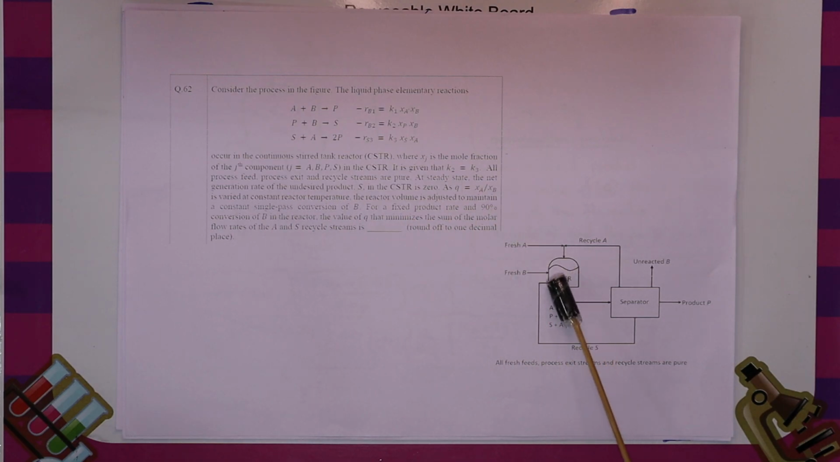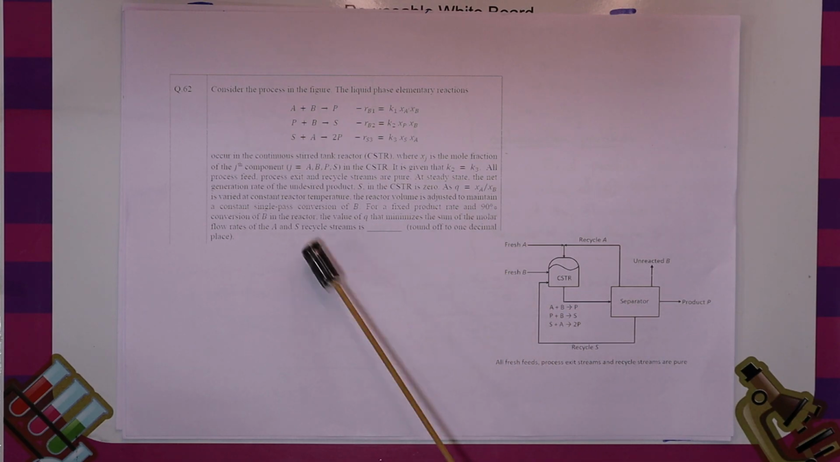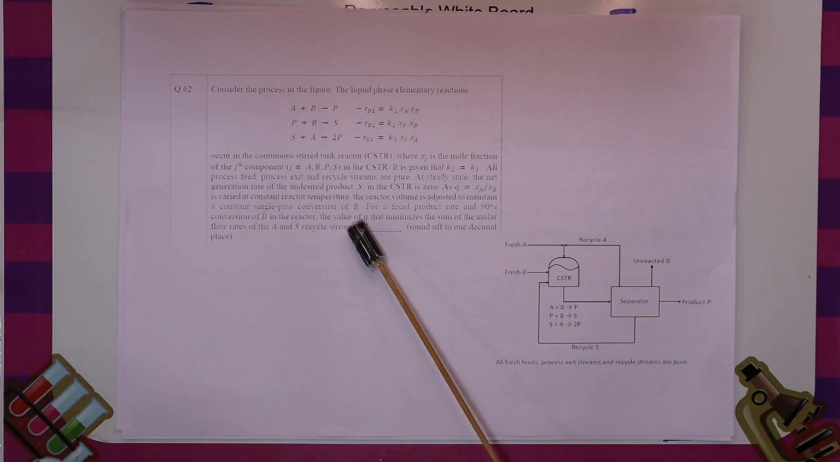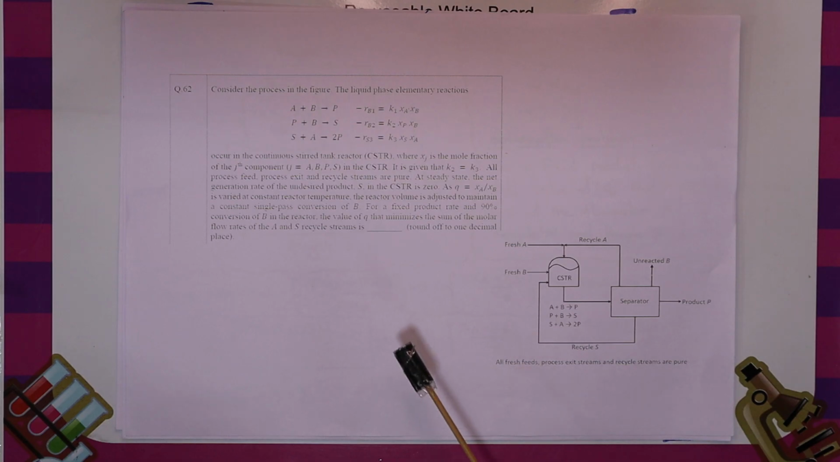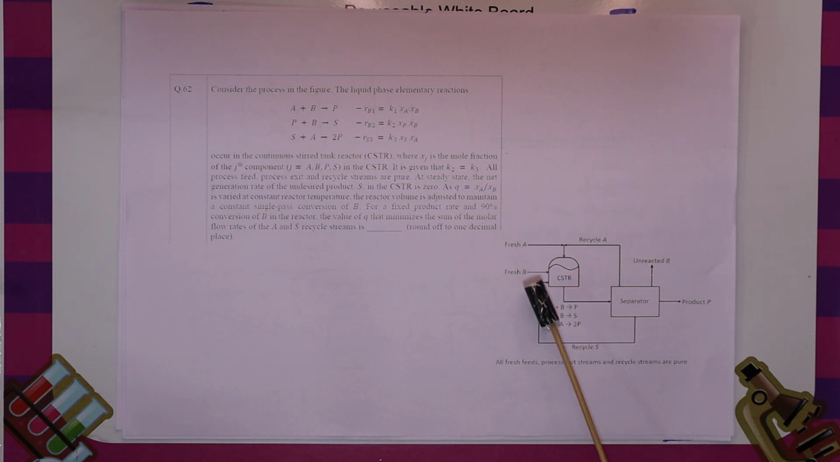That means S is not forming, not consuming. The net rate of generation is 0. Okay, what else is given? The reactor volume is adjusted to maintain a constant single pass conversion of B. That means B is only passed a single time into the reactor, and for a fixed product rate, that is 90% conversion of B. That means they are targeting the conversion of B which is getting into the reactor to be 90%.